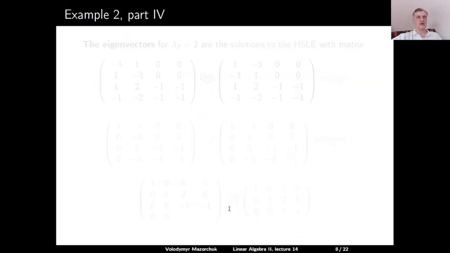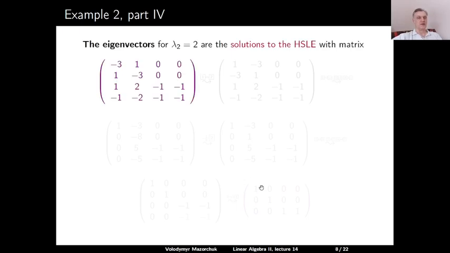Now, to determine the transformation matrix to the eigenbasis, we need to find eigenvectors for the remaining two eigenvalues. The eigenvectors for the eigenvalue lambda 2 equal to 2 are the solutions to the homogeneous system of linear equations, where we take the matrix of our linear operator and subtract 2 on the main diagonal. We get the matrix -3, 1, 0, 0, 1, -3, 0, 0, 1, 2, -1, -1, -1, -2, -1, -1.